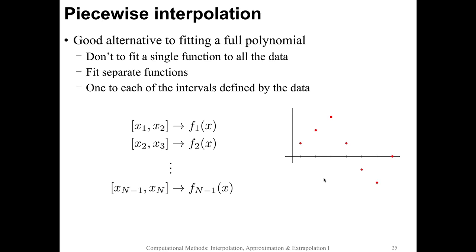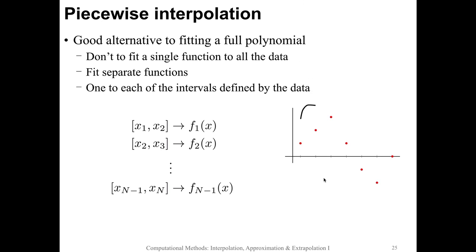So an alternative to fitting a full polynomial to all our data is called piecewise interpolation, where we do interpolation piece by piece on our discrete data. We don't try and fit a single function for everything, but we fit separate functions, and we do this for intervals that are defined by our data. So if our x locations for our data are x1, x2 up to xn, then each pair of successive knot points gives us an interval. And for each pair of successive knot points, we assign a function.